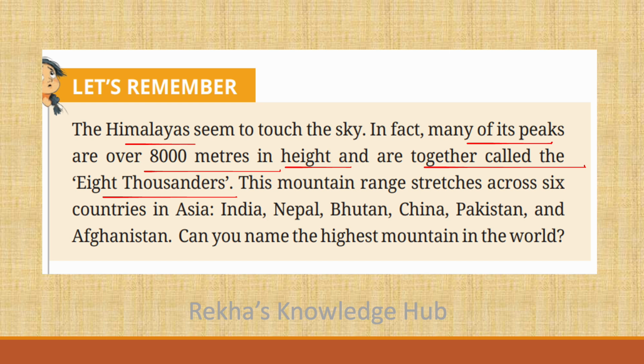This mountain range stretches across 6 countries in Asia: India, Nepal, Bhutan, China, Pakistan, and Afghanistan. This huge chain of mountains does not just stay in India. It goes through 6 different countries in Asia. Can you name the highest mountain in the world? The highest mountain in the world is Mount Everest.